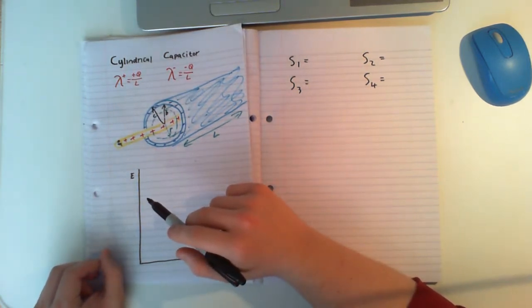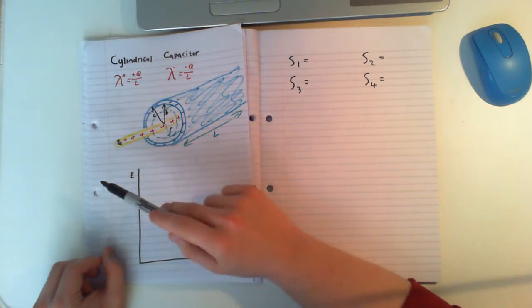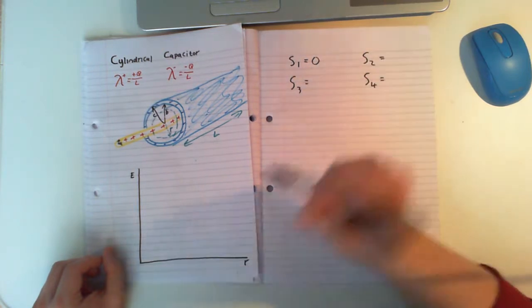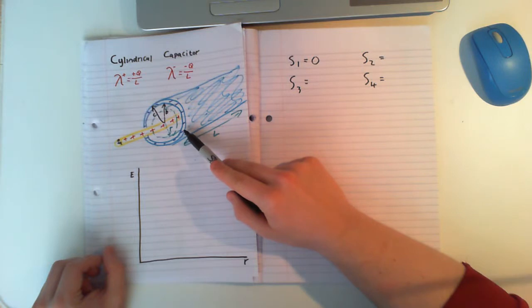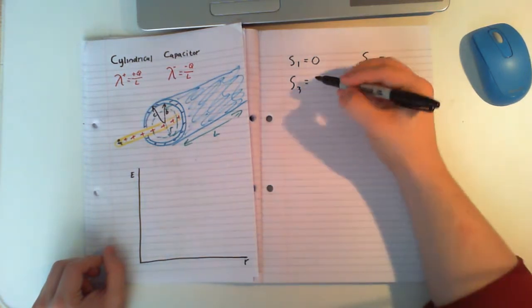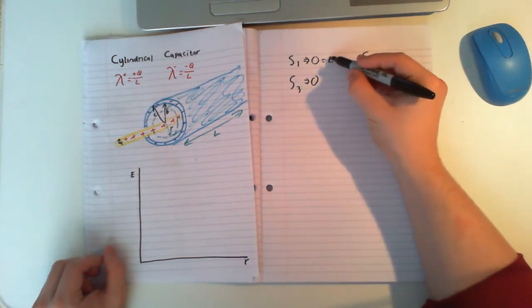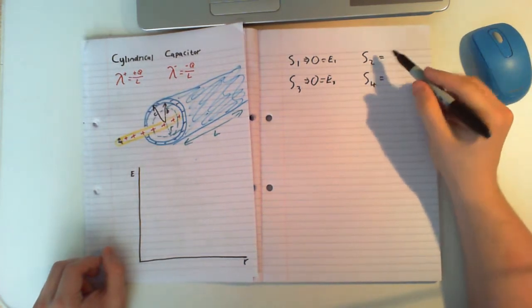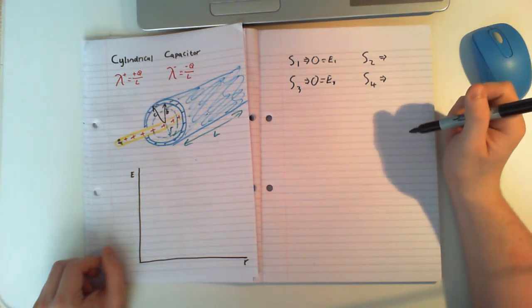For our first one, as we discovered in all of our last videos, we know that this is conducting, so when r is less than a, our electric field must be 0. So our electric field for surface 1 is 0, which means also for our third surface our electric field must also be 0 because that's also conducting. We'll say E3 and E1 are equal to 0.